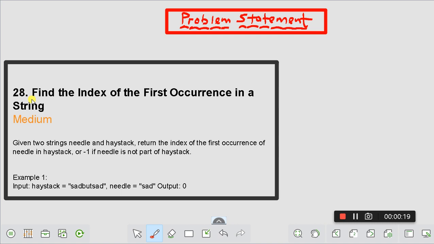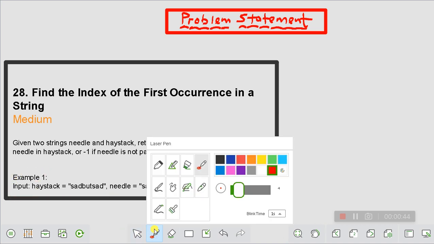So this is the problem that I'm going to solve by explaining this algorithm. The problem statement says: given two strings, needle and haystack, return the index of the first occurrence of needle in haystack, or -1 if the needle is not part of haystack. This problem is present on LeetCode, and I'm going to provide the link in the description box. One example is also given, so let me explain it.